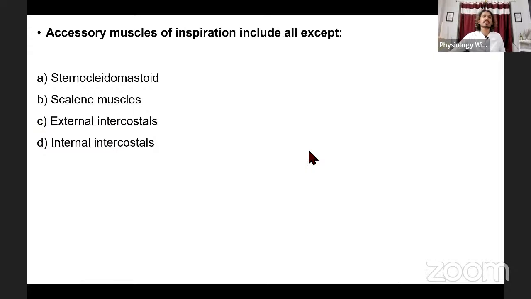Accessory muscles of inspiration. So that is all those extra muscles that we were talking about. Your sternocleidomastoid muscle is an accessory muscle. Scalene is an accessory muscle. Your external is an accessory. Internal is not. Internal is for expiration.